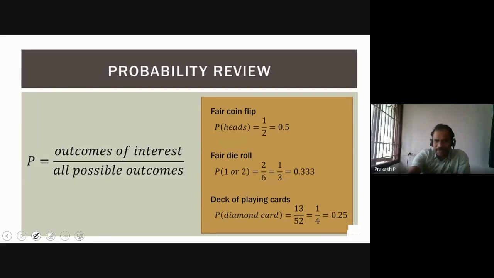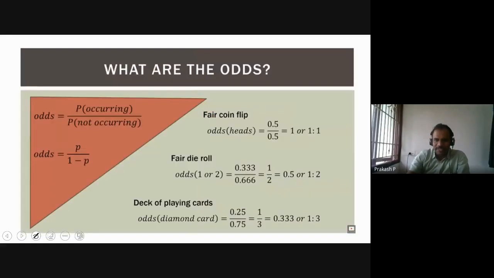P is the probability of the outcome of interest over all possible outcomes. For example, heads on a coin is 1/2, rolling a fair die for a given number is 1/6, displaying a card of diamonds is 13/52. This is very simple. Next is odds. I will slowly get into it; I am trying to move from linear to logistic regression. Please listen carefully. Odds is the probability of occurring divided by the probability of not occurring, that is, P divided by 1 minus P.